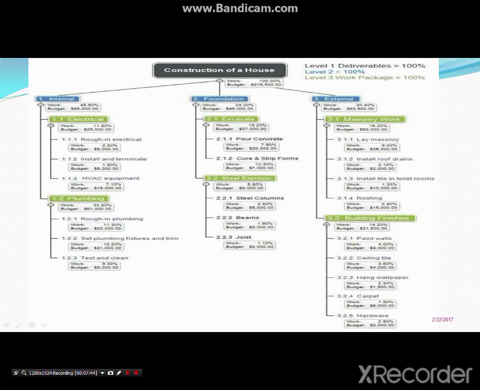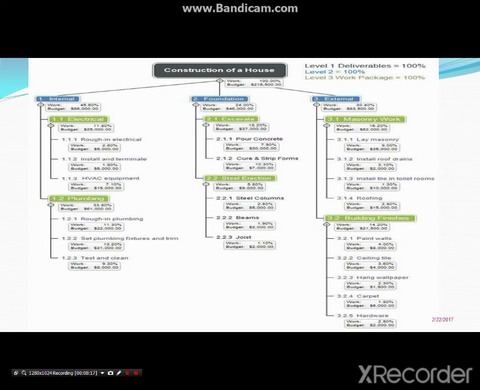What is 2.1? In foundation we have to excavate, also we have to do steel erection. Okay, this is the way how we are going to divide the project into sub parts. Then internally we are going to divide into 1.1 and 1.2. How? In internal there will be electrical fittings and also plumbing. Okay, and external, what are the things there? There will be masonry work, and there will be building finishes.